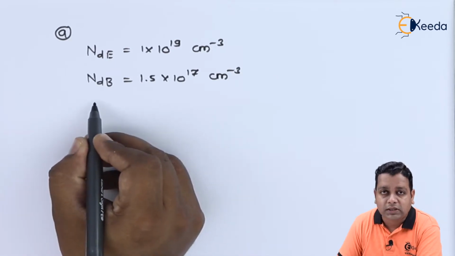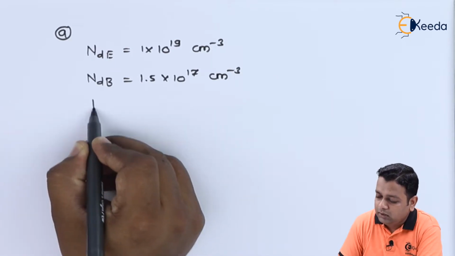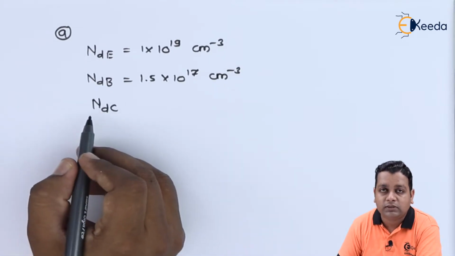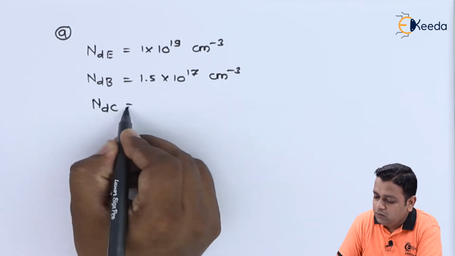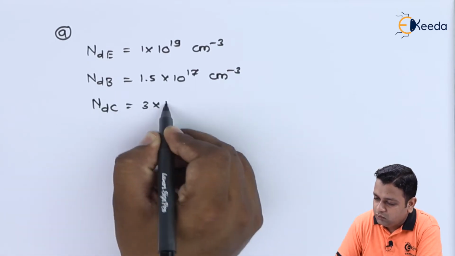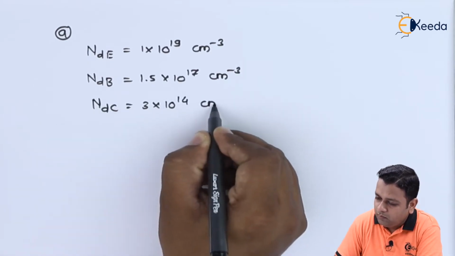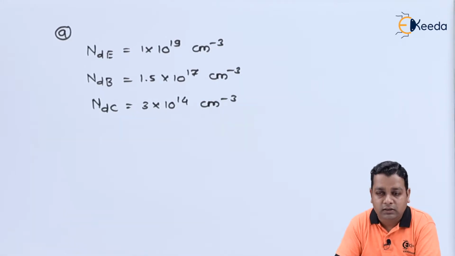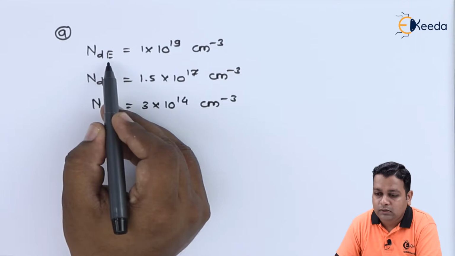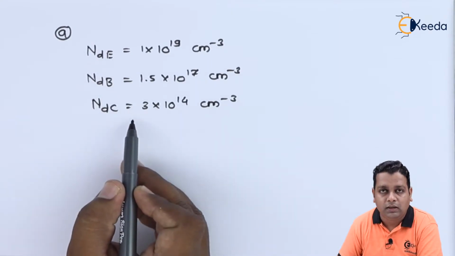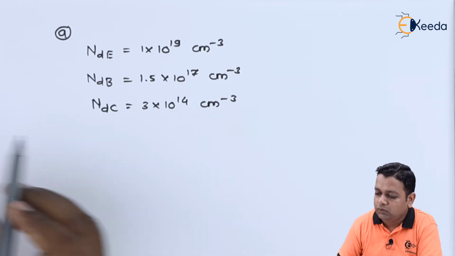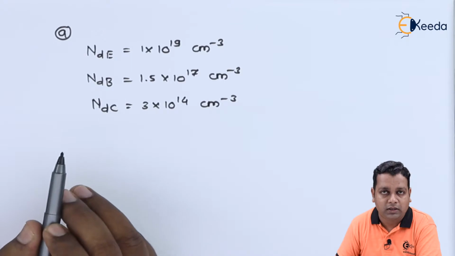Now the last region, the collector, so impurity density is denoted as capital N suffix DC, and the value can be obtained as 3 into 10 raised to power 14 per centimeter cube. This value is for N type. So first one N, then P, and then N. So as per the problem statement, we have an NPN bipolar transistor here. So this is the solution for part A.